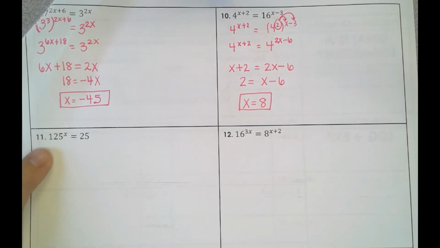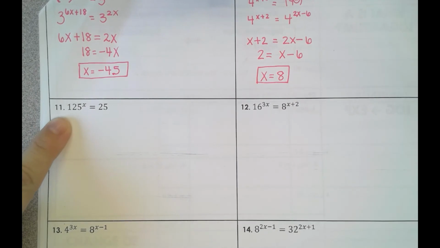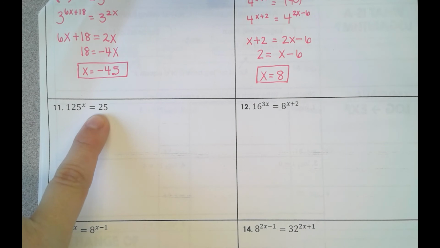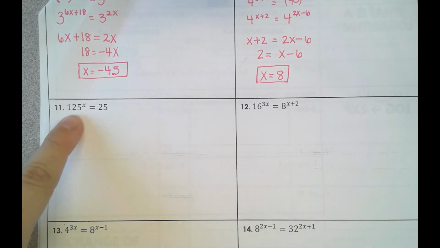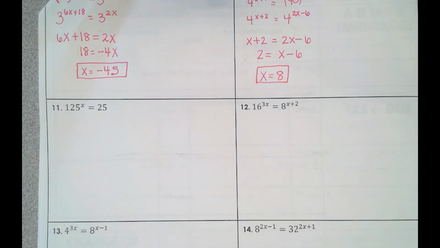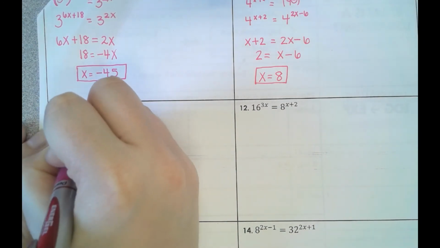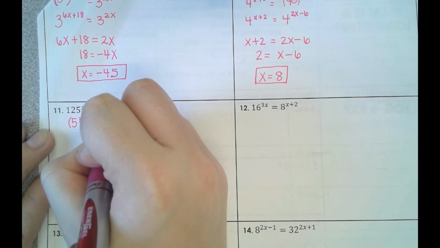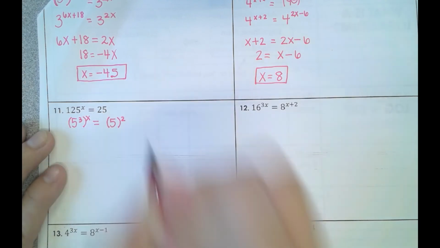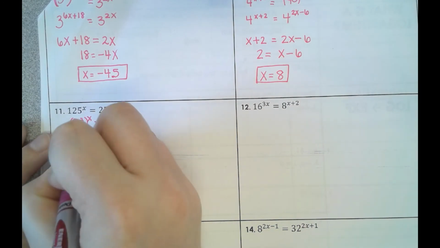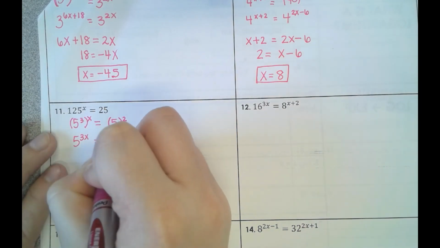All right, what about number 11? Would you do 5 cubed and 5 squared? Yeah, I can't just turn 25, I can't give 25 a power to be 125. So we actually have to change both of them. Both of them can have a base of 5. So this is like 5 cubed to the x power and 5 squared. So this would be 5 to the 3x equals 5 squared.